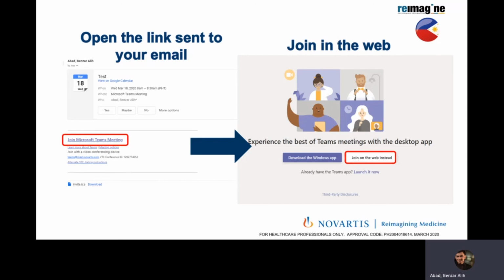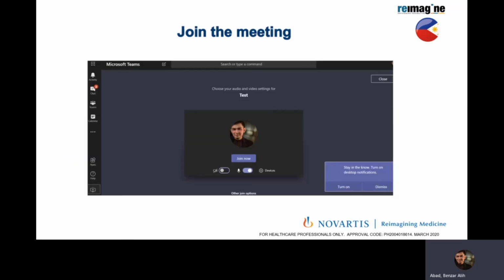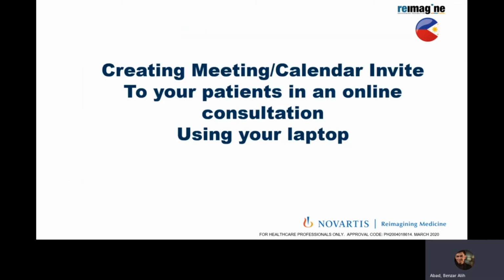On the left part of the screen, you will see the join on the web option for the patient. This is what the patient will see once the patient clicks the link from the email. We highly suggest that you recommend to the patient to click on join on the web instead because it will not require the patient to download the application anymore, which is much easier for the patient. And then you can join the meeting.